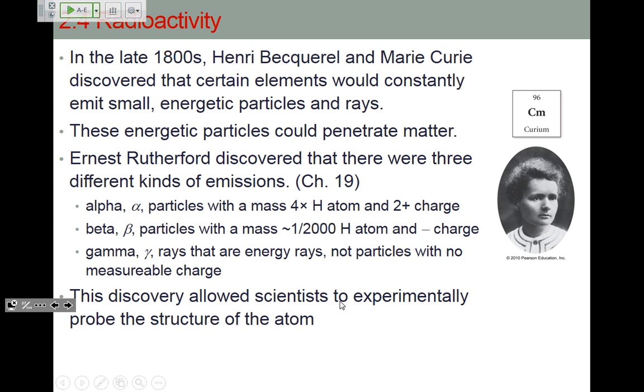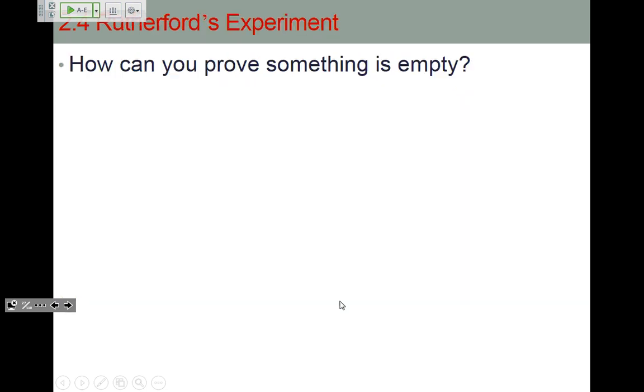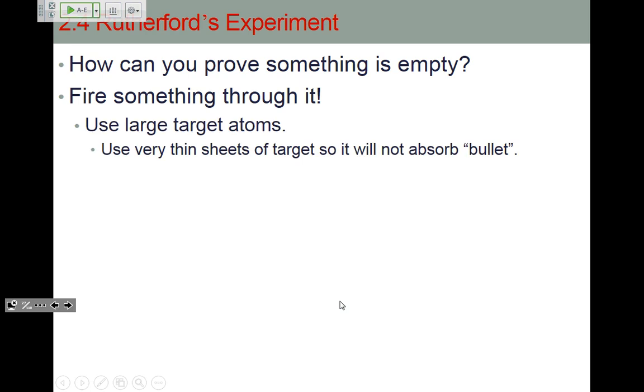But our purpose for this slide is to understand the next experiment, which is that these things can penetrate matter. So how can you prove something's empty space? Well, you could fire something through it, and that's the basis of this next experiment.